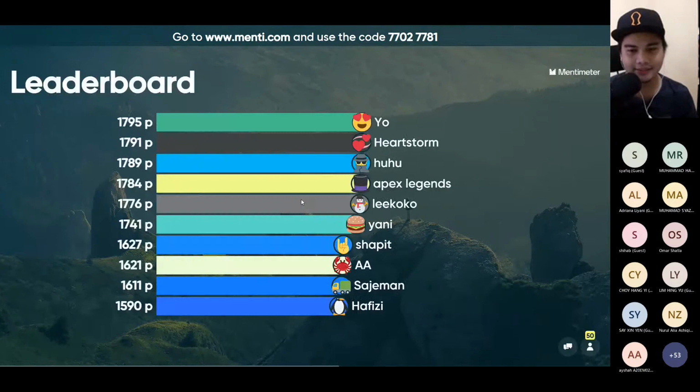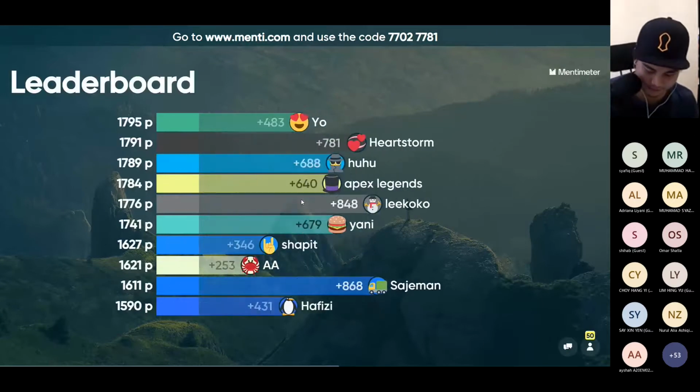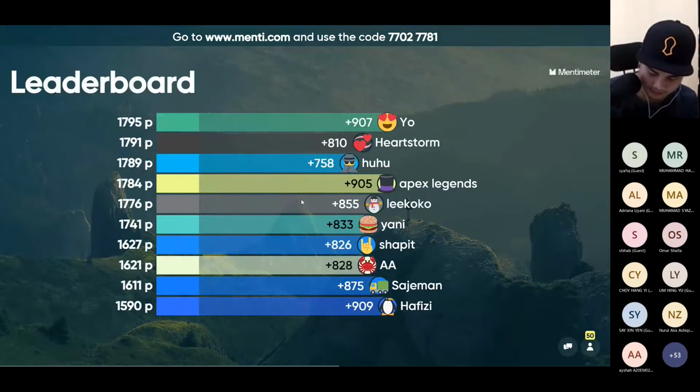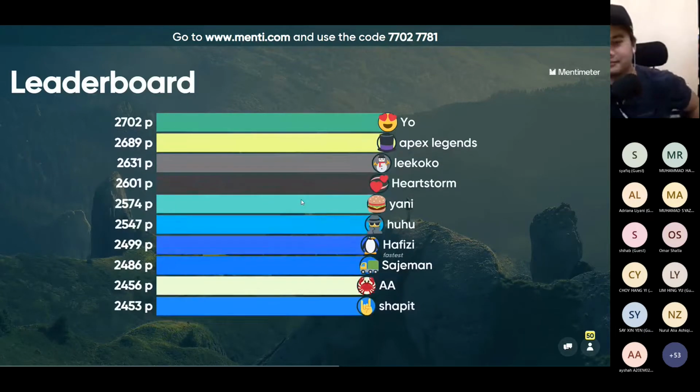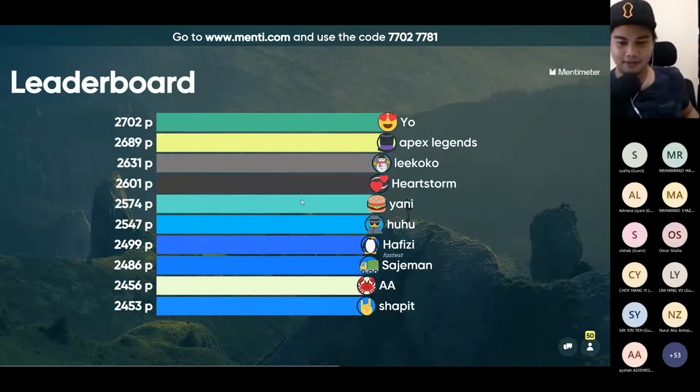Okay, let's see who is the fastest. Okay, number 1, the fastest, Hafizi. Good job, Shafiq.